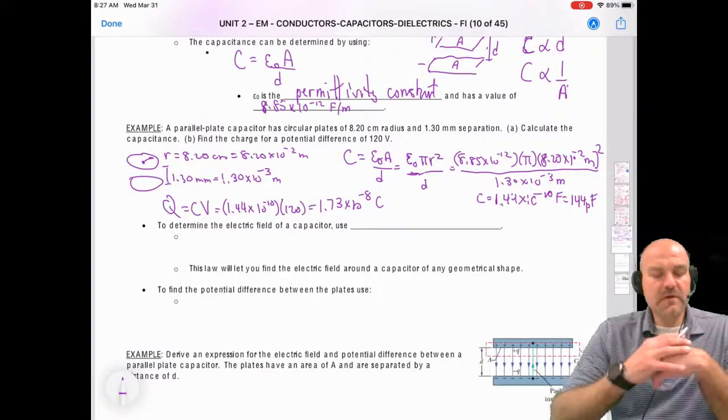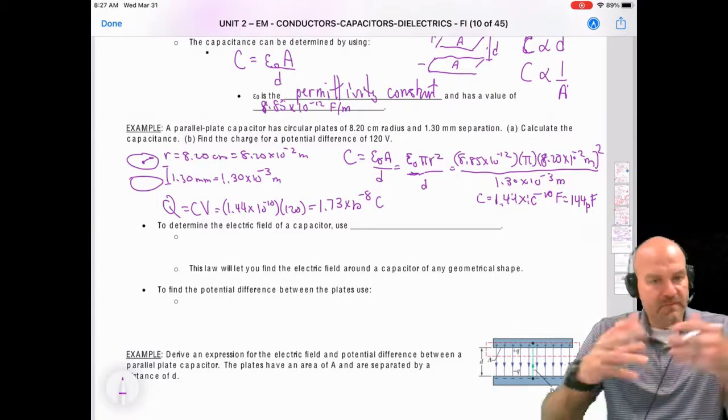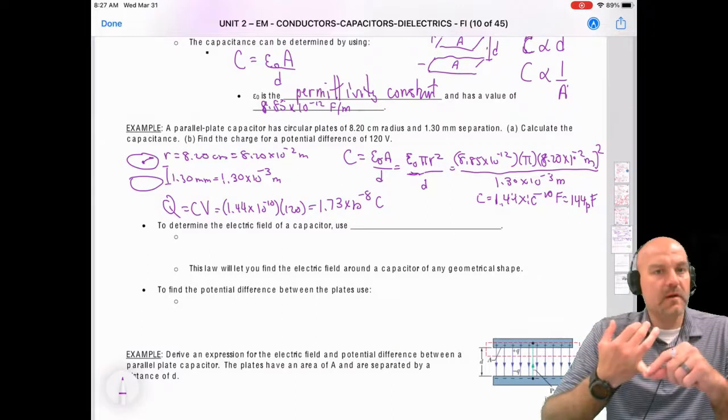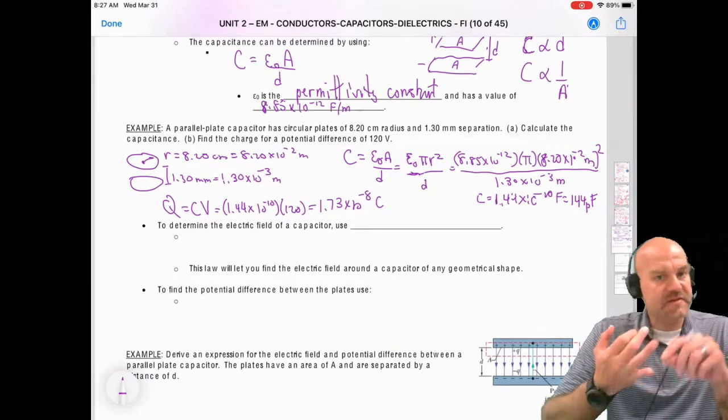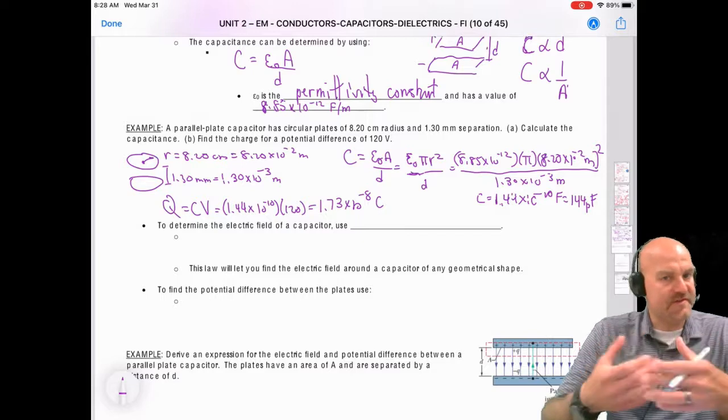Okay, so here's the second half of the capacitor video. In the previous video, we really just defined what capacitance was, what a capacitor is, and how we do some calculations with capacitors and capacitance.